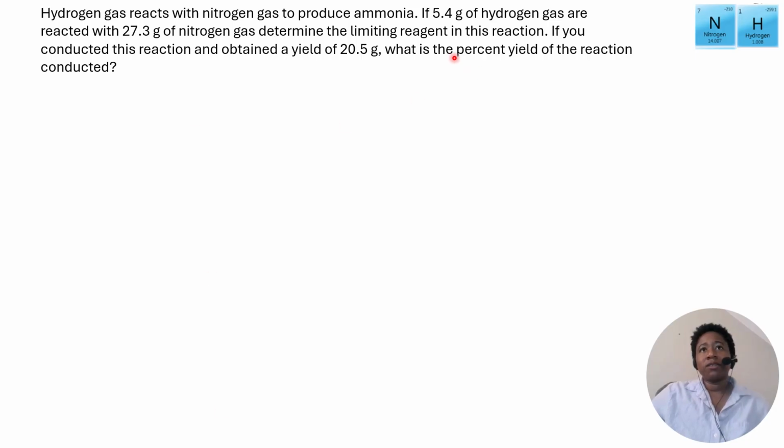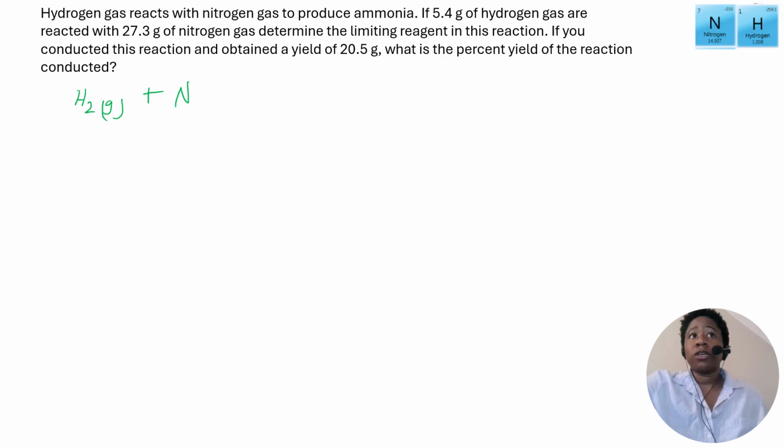All right, so we're asked to do a number of things. First thing we're asked to do is to determine the limiting reagent of the reaction, and then we're asked to calculate the percent yield. So let's focus on the limiting reagent first. But even before we think of the limiting reagent, we have to derive the chemical equation. So we know that we have hydrogen reacting with nitrogen, and we're told that they produce ammonia.